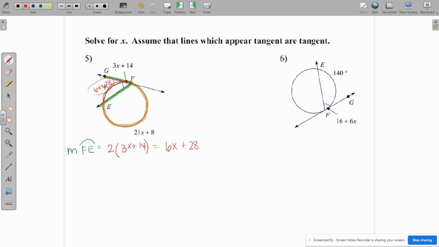So both of these arcs, the 6x plus 28 and the 21x plus 8, total should equal 360. So we can write an equation and solve. Add those together, set it equal to 360. 6x and 21x is 27x. 28 plus 8 is 36. And that should be set equal to 360. If I take 36 away from both sides, we would have 27x equals 324. And dividing both sides by 27, we come up with x equals 12.